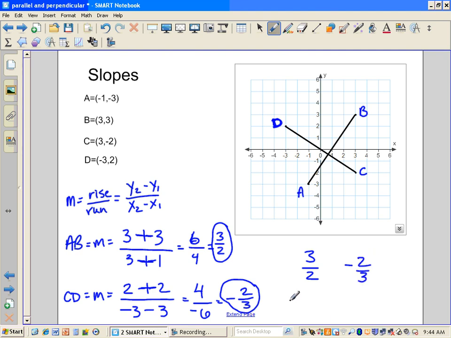So what do we notice about 3 over 2 and -2/3? Hopefully you're noticing that one's positive and one's negative. Those are called opposites. And 3 over 2, if you flipped it around, becomes 2 over 3. Those are called reciprocals. So when you have two lines and their slopes are opposite reciprocals, then the lines intersect at a right angle. They are what we call perpendicular. Perpendicular lines. So that's pretty cool.